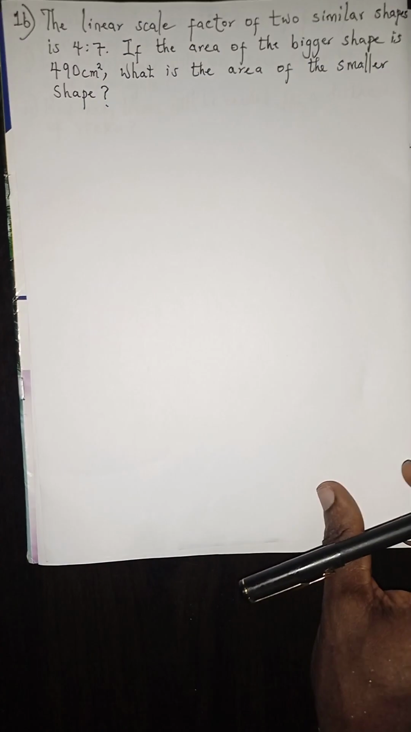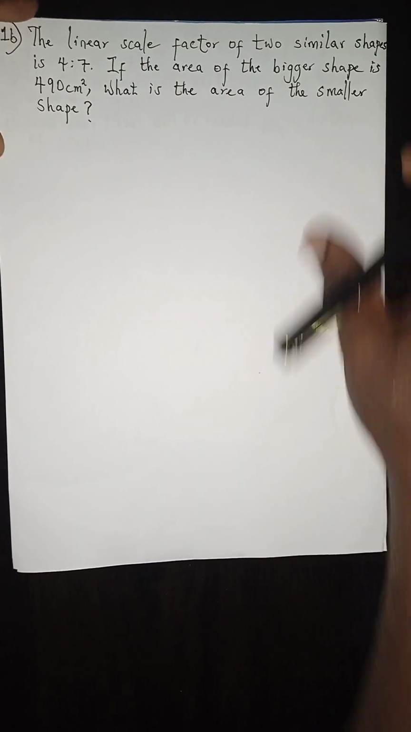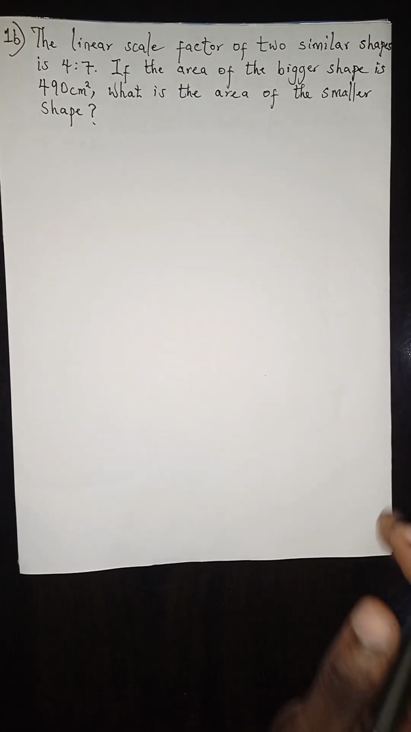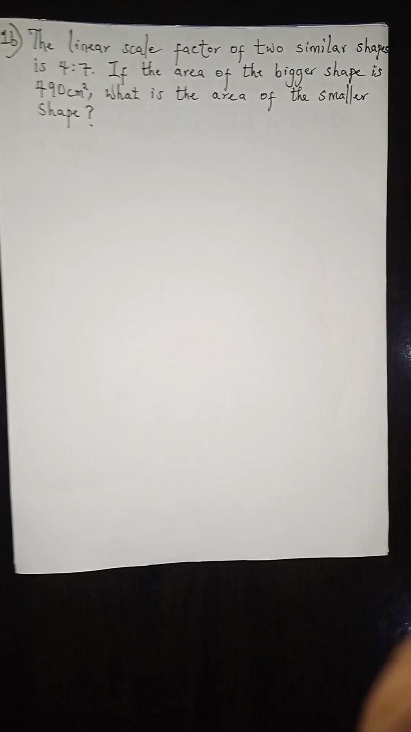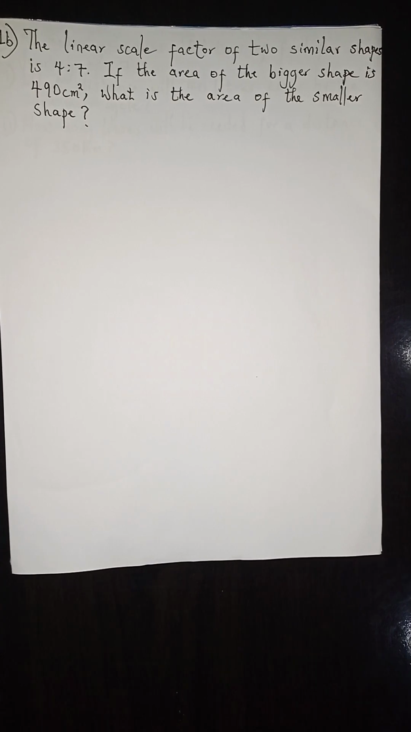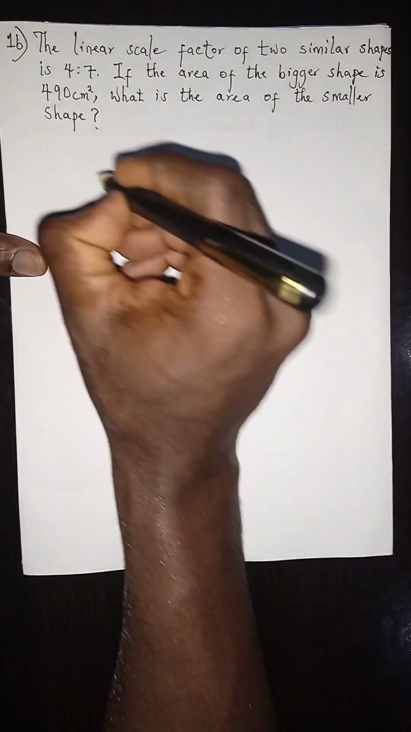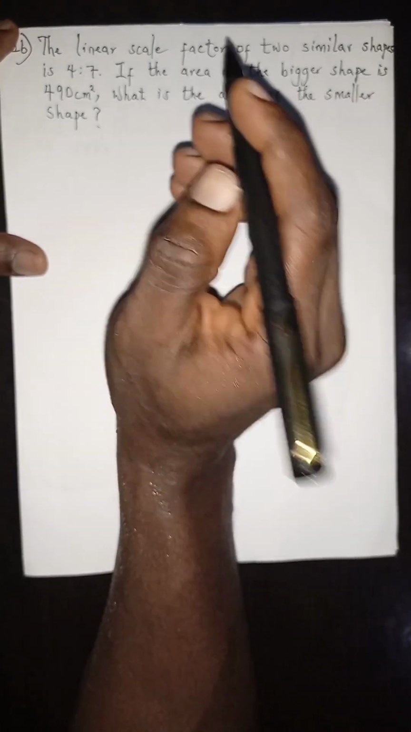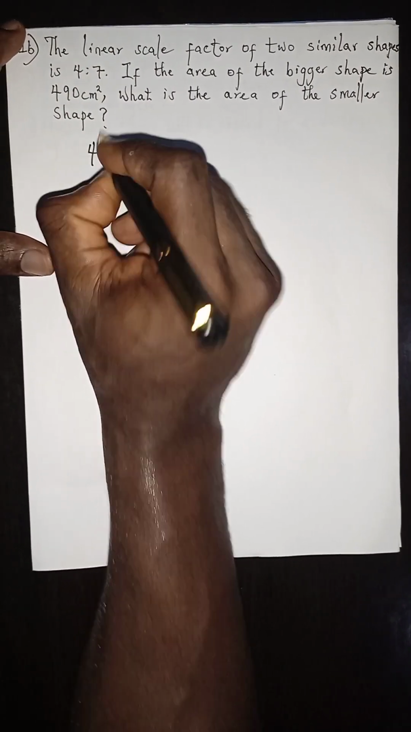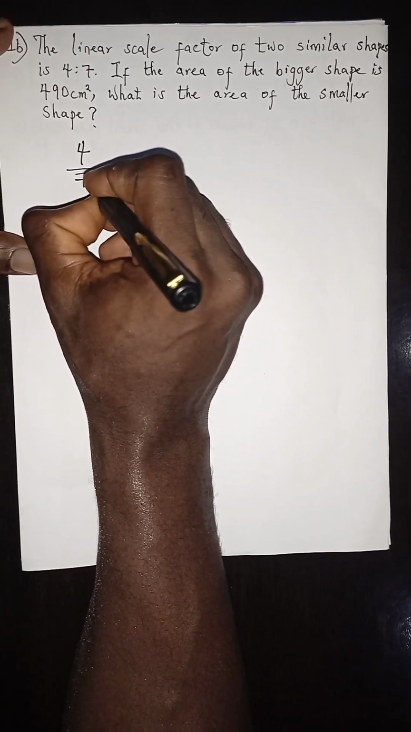So now the next question we're going to be working on is a problem on linear scale factors, similarity of shapes. Now this particular question is saying that the linear scale factor of two similar shapes is 4:7. If the area of the bigger shape is 490 centimeters square, what is the area of the smaller shape? Now, how do we solve problems like this? This is telling us that the two shapes are similar. So the first thing is to take note of the scale factor. The scale factor we have is 4:7, which is 4 over 7.